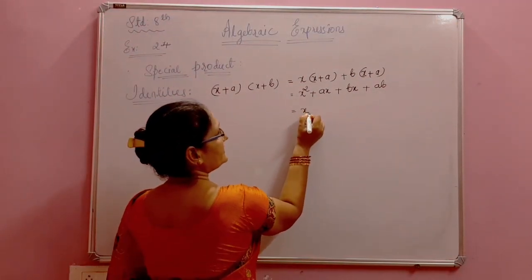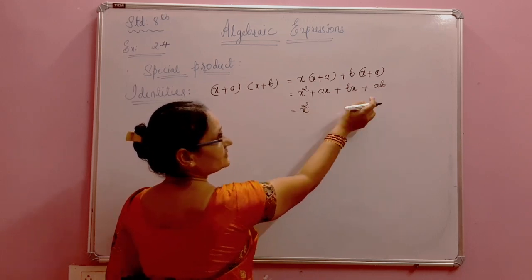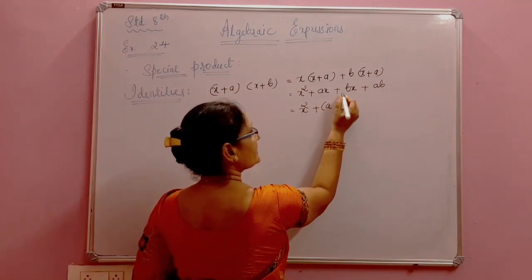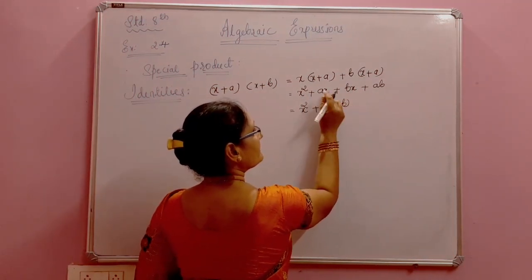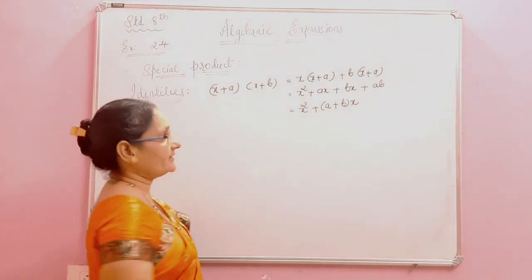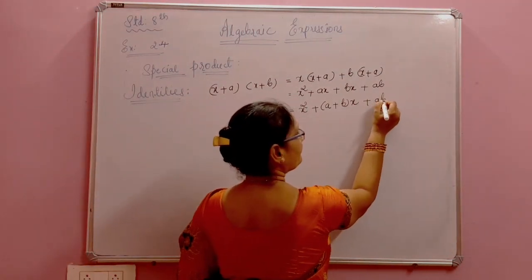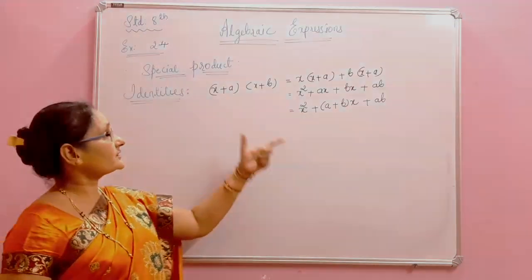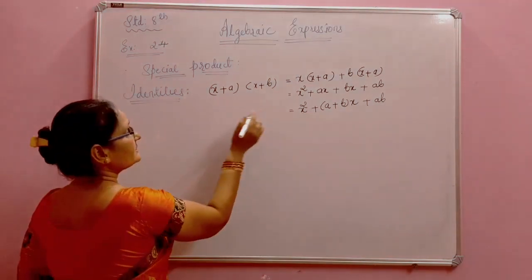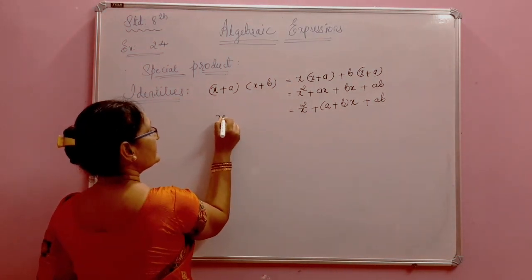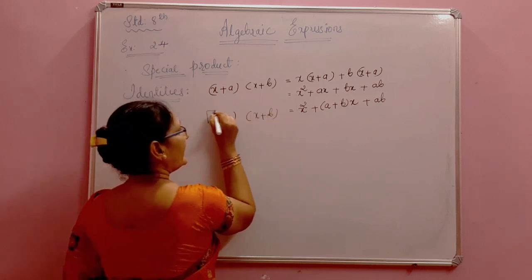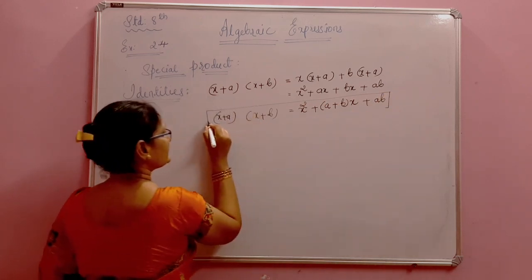Then see x square, ax and bx. Which is common here? x is common, so plus a we will take here, plus b we will take here, but x is common for both, no? We will write it just outside the bracket. Then plus ab. Now we got the product of these two by the binomial by binomial method. Now this is an identity, very important: (x + a)(x + b). You have to remember this.